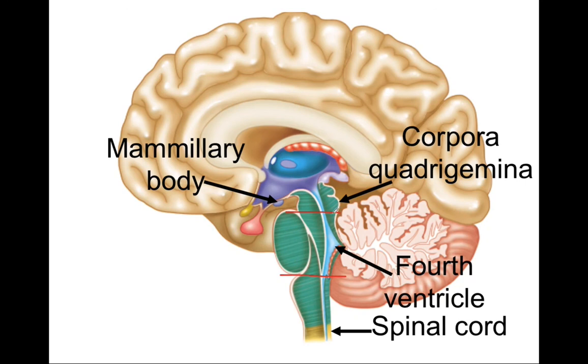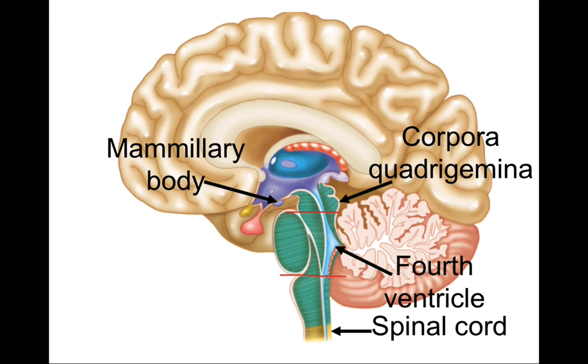The corpora quadrigemina is a part and can be found on the back side of the midbrain. These two little bumps here are known as colliculi, and we must remember that we're in a sagittal section, so we've actually removed two colliculi off the back of the corpora quadrigemina. In fact, there are 4 colliculi, 2 superior and 2 inferior. The fourth ventricle will be found here right behind the pons and just in front of the cerebellum, and then our medulla oblongata is the most inferior part of the brainstem. The midbrain, the pons, and the medulla are the structures that make up our brainstem.